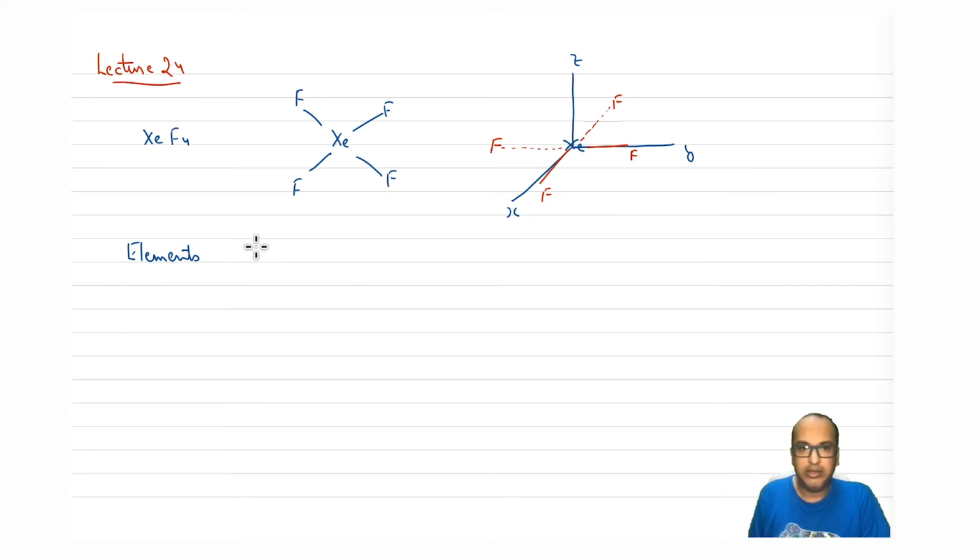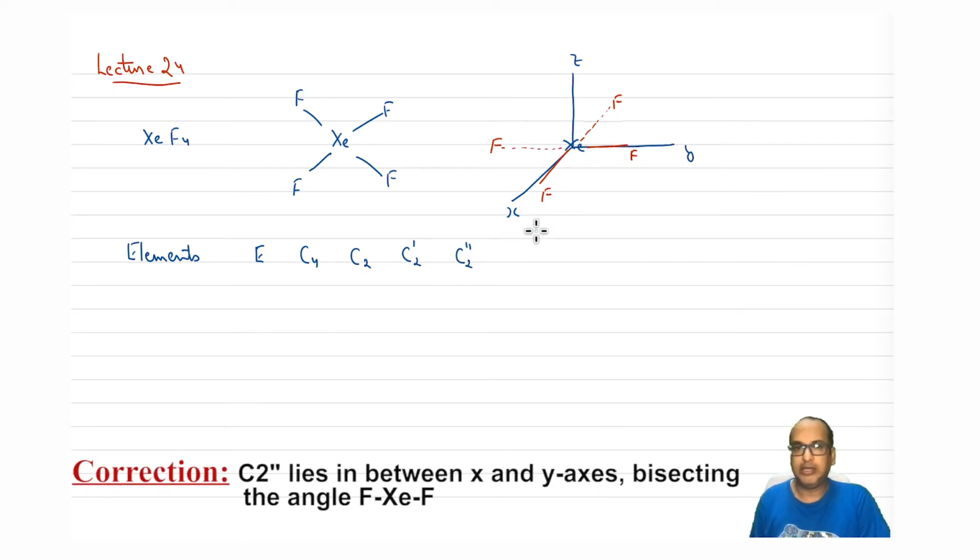Okay, so let's start with E. Then you have the C4 axis, which is lying along Z. Collinear C2 axis, which is also along Z. Then you have, let's call it C2 prime, which will be lying along F-Xe-F, which is along the X axis. So this is basically a C2 prime lying along the X axis. Then you have C2 double prime, let's call it, which is lying in between the X and Y axes.